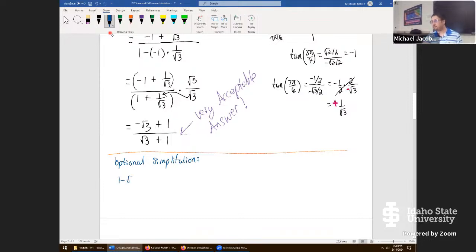So I'll take 1 minus root 3, 1 plus root 3 like we had before. And the idea is we need to multiply by the conjugate of the denominator. That's why I like it in this format. It's easier to see the conjugate. It's just a matter of switching the sign that's in the middle. So now it's a 1 minus root 3 multiplied by 1 minus root 3.